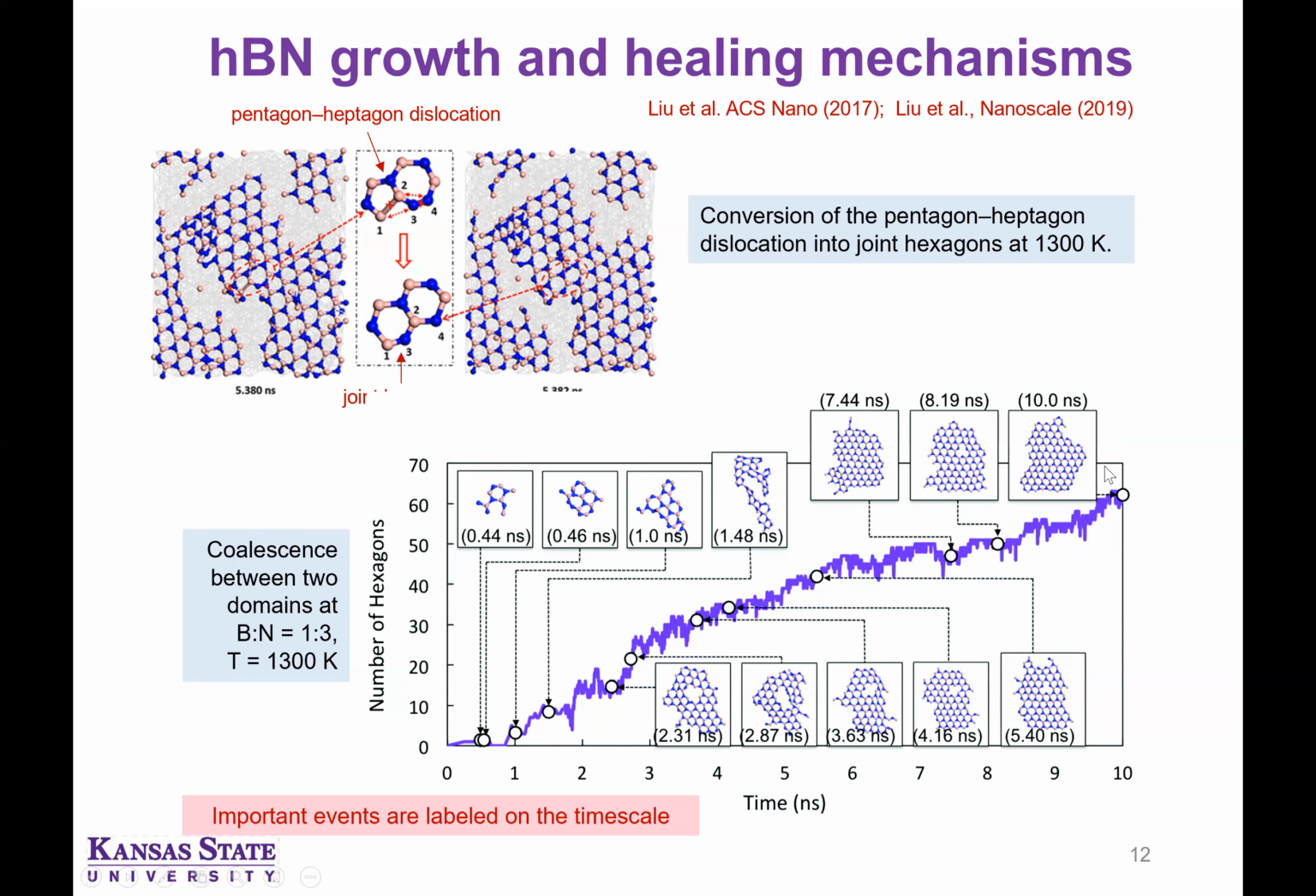And in this case, we can see almost a hexagonal shaped hBN domain with alternating nitrogen and boron zigzag edges, which is again consistent with the DFT modeling predictions.